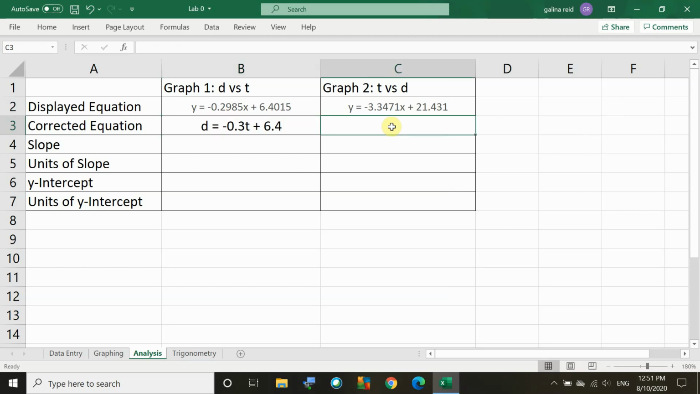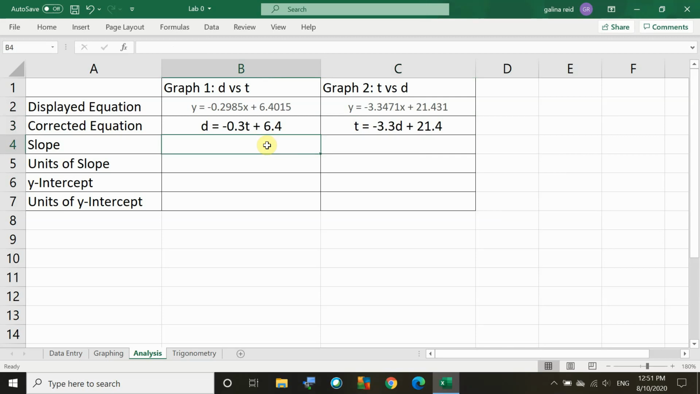Then for graph number 2, once again this is y versus x, so we're actually going to switch this now. y is going to be t, and x is going to be d. And so when we write in our equation, we have t equals negative 3.3 d plus 21.4. All right, and that's it.